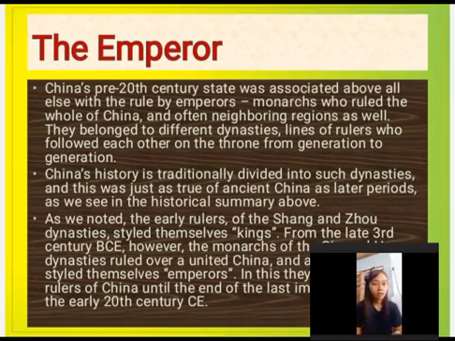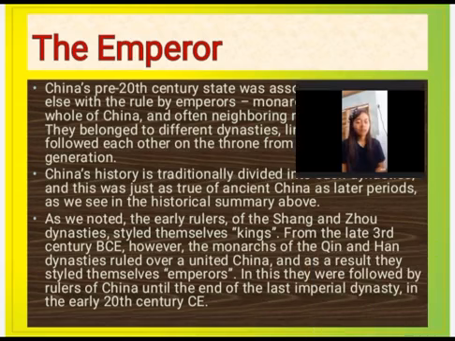The Emperor. China's pre-20th century state was associated above all else with the rule by emperors, monarchs who ruled the whole of China and often neighboring regions as well. They belonged to different dynasties, lines of rulers who followed each other on the throne from generation to generation. China's history is traditionally divided into such dynasties, and this was just as true of ancient China as later periods, as we see in the historical summary above.